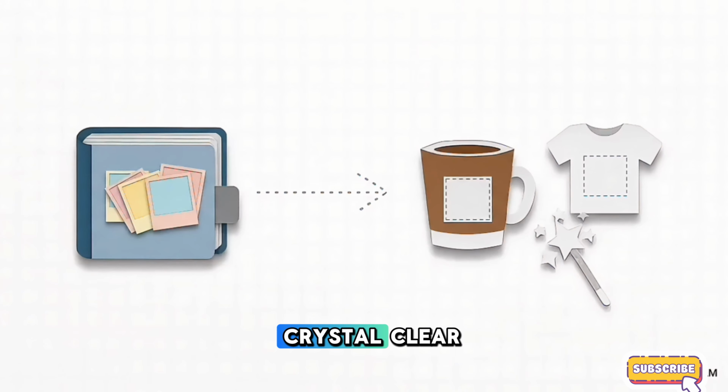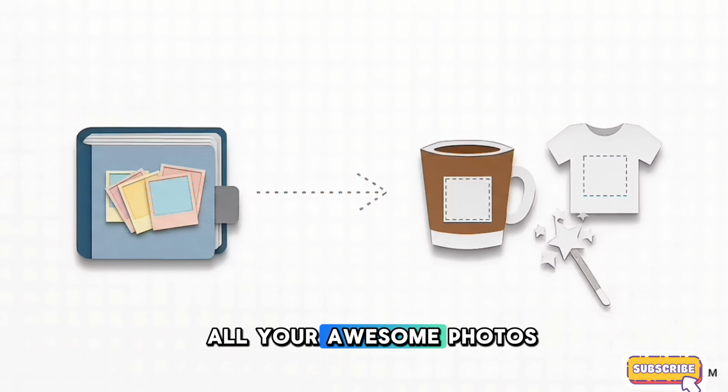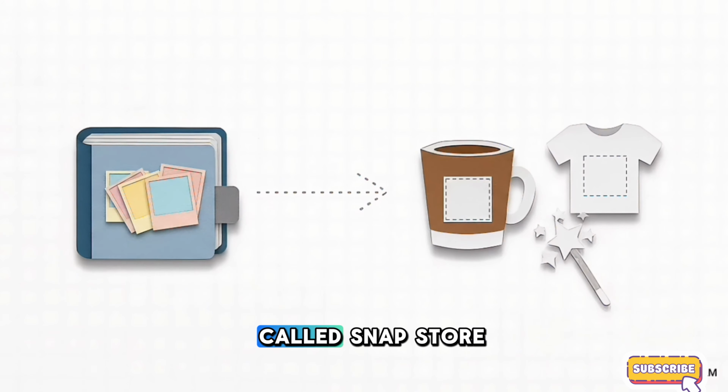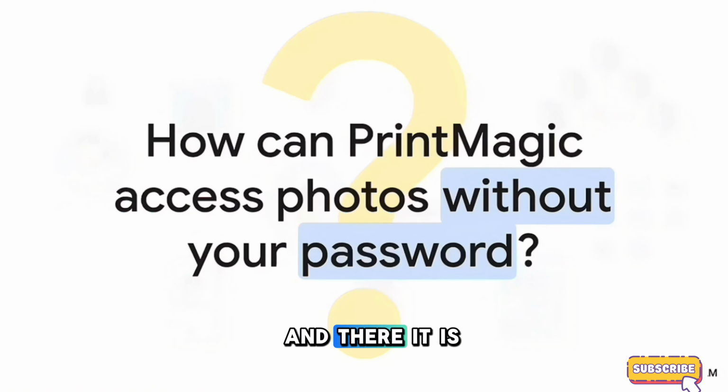So, to make this crystal clear, let's walk through a little story. Let's say you've got all your awesome photos stored in an app called SnapStore, and you just found a new service called PrintMagic that, you guessed it, can print your photos on all sorts of cool stuff. And there it is. That's the big question. You want PrintMagic to be able to see your photos that are sitting inside SnapStore, but there's no way you're going to give it your actual SnapStore login details. So how do we solve this puzzle? This is the exact problem OAuth was built for.